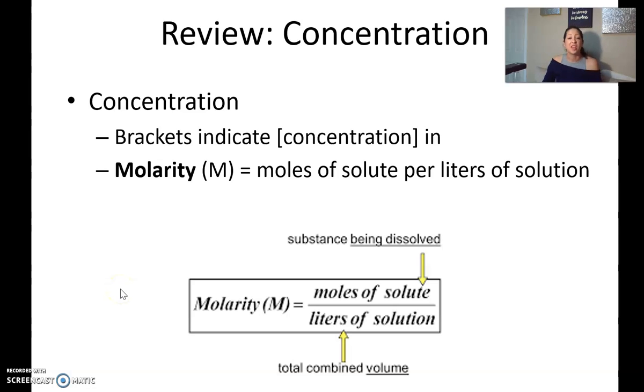Lastly, we'll have to remember that concentration, the unit that we just covered, is found in brackets. So if you see a number that's in brackets, that means that's the concentration measured in molarity. And molarity is going to be your moles of solute over liters of solution.